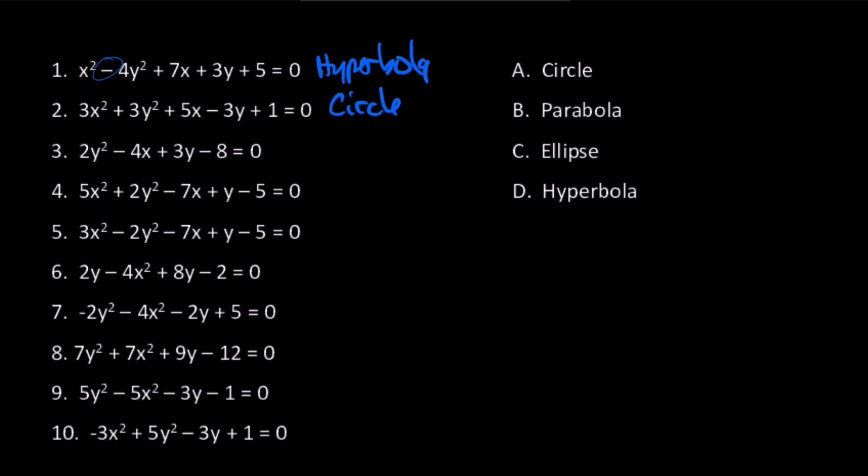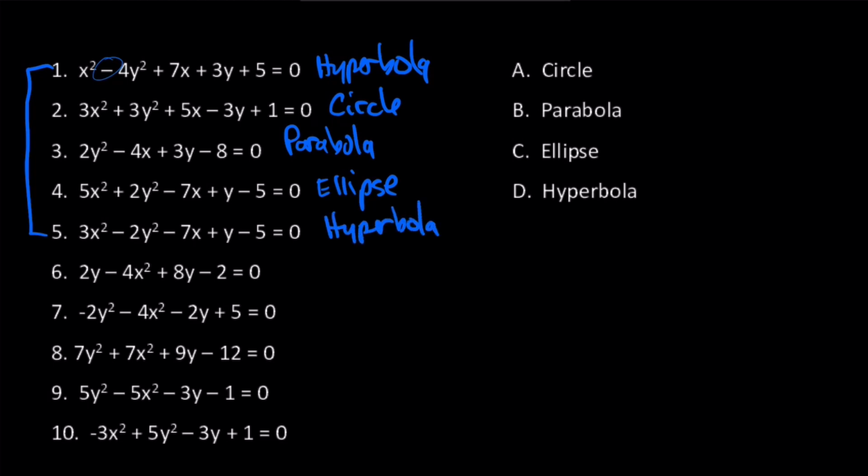In the next one, 3, I only see one of the terms squared, so that is going to be a parabola. All right, in question 4, I see it has an x squared plus a y squared, but a and b are different, so that is an ellipse. Question 5 is actually very similar to number 1. 3x squared minus 2y squared. As soon as you see those signs are different, that means it's a hyperbola. Question 6, x is squared but no y squared, so that is a parabola.